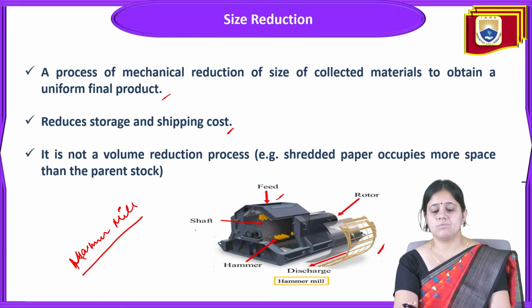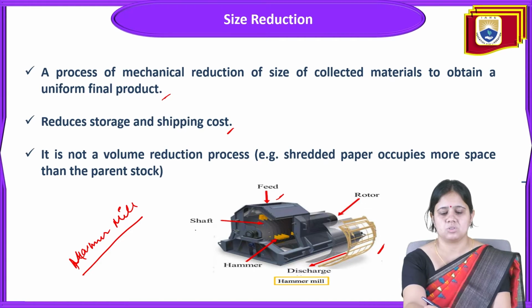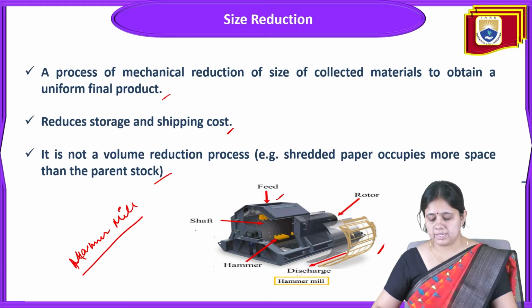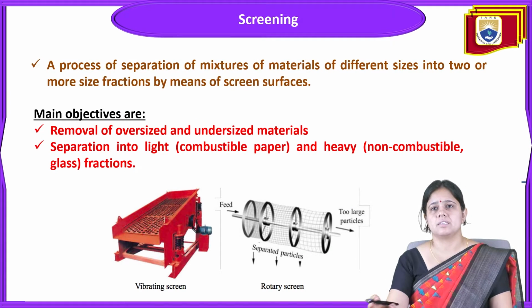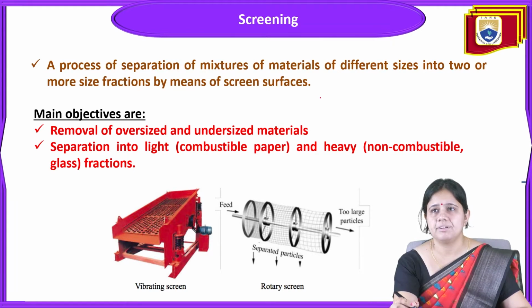It is not a volume reduction process like a shredder; shredded paper occupies more space than the parent stock. Now comes to the next method, that is screening. Screening is also there in this MRF site, MRF location. Screening is a process of separation of a mixture of materials of different sizes into two or more size fractions by means of a screen surface.